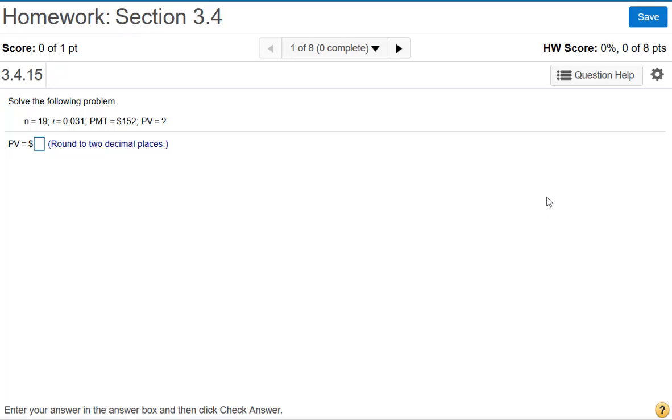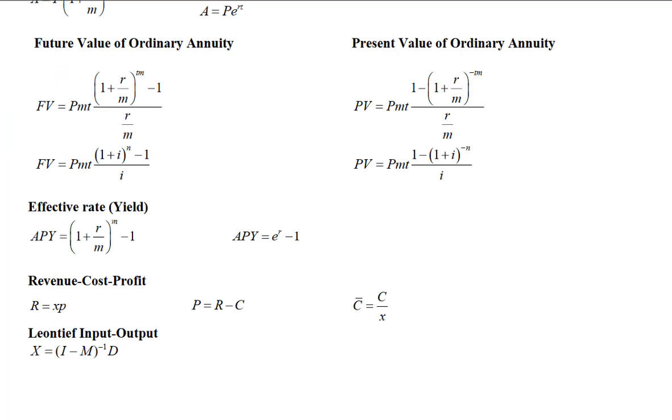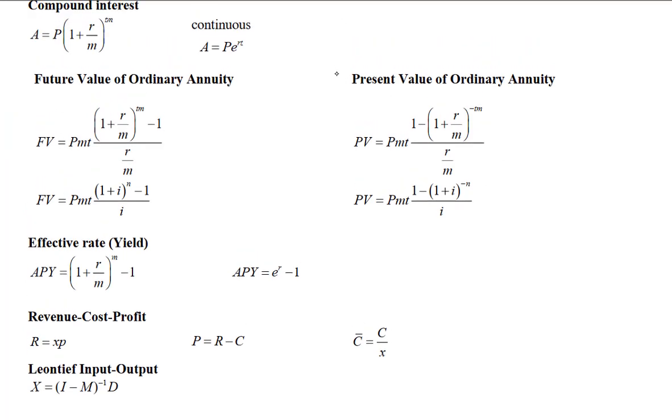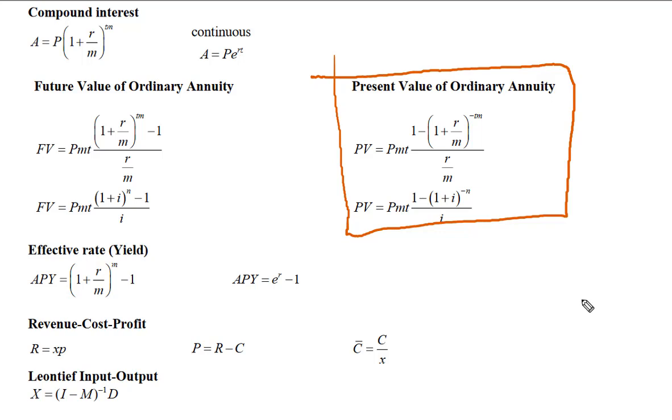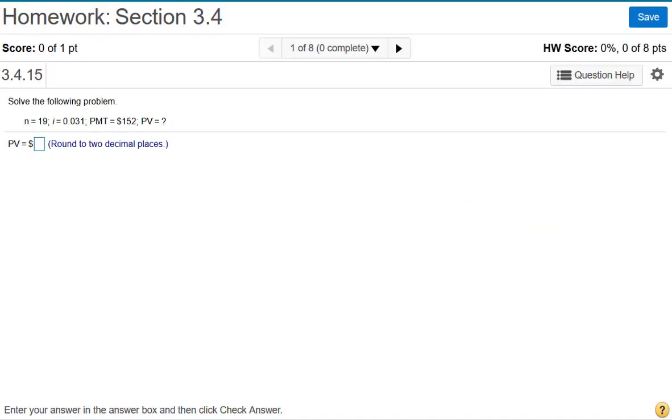Chapter 3, Section 4. In the first problem, we're using the PV formula from our formula sheet. Now, on our formula sheet, here are the present value formulas. And the one we need, the bottom one, has the I's in the ends. So we will use PV equals, now this is PMT, that's 152 in our problem.